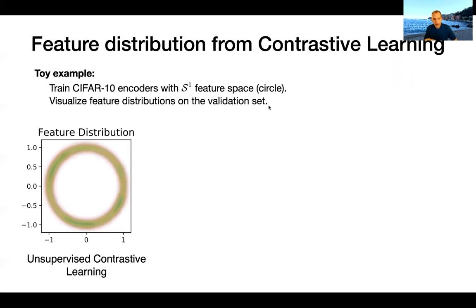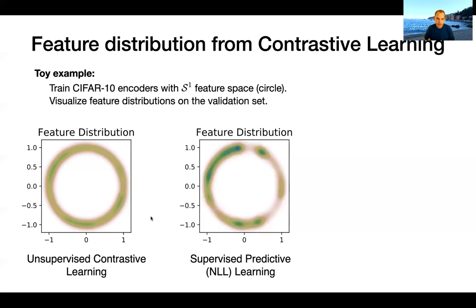And now we can visualize the distribution over embeddings in representation space on the CIFAR10 validation set, and it looks like this. It looks like a uniform distribution over the circle. Okay, what if we had instead trained a CIFAR10 classifier with the cross entropy loss, regular old supervised learning? Well, then your embedding vectors that would appear in that neural network would have a less uniform distribution.